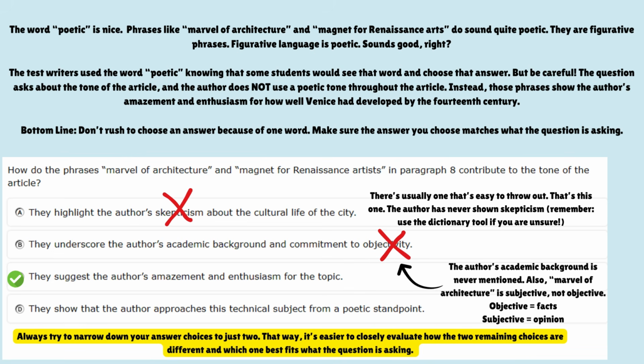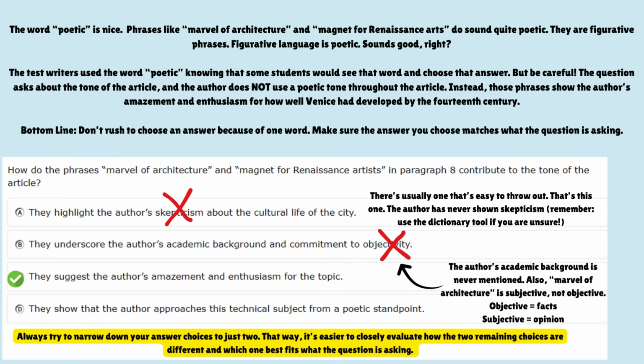So maybe you're seeing a pattern with all these questions. What is the question asking me? And how do I choose an answer that directly aligns with what the question is asking me? Because remember, we're thinking like test writers. There will always be an answer choice that sounds really good. And it might be true and valid in another context, but it's not what the question is asking you to do.